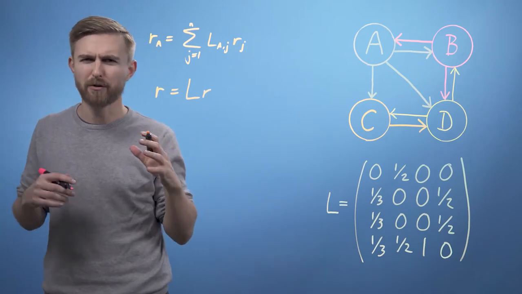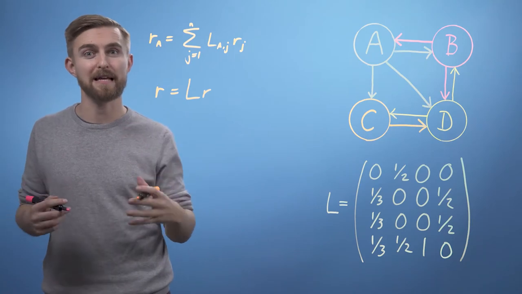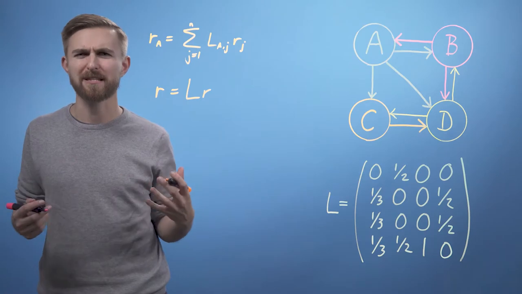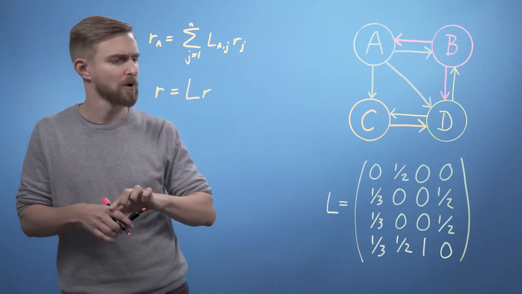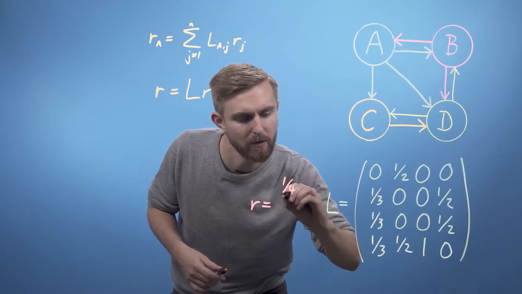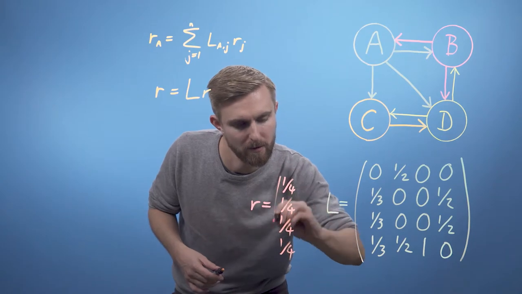Clearly, we start off not knowing r, so we simply assume that all the ranks are equal and normalize them by the total number of web pages in our analysis, which in this case is 4. So r equals a quarter, a quarter, a quarter, a quarter.